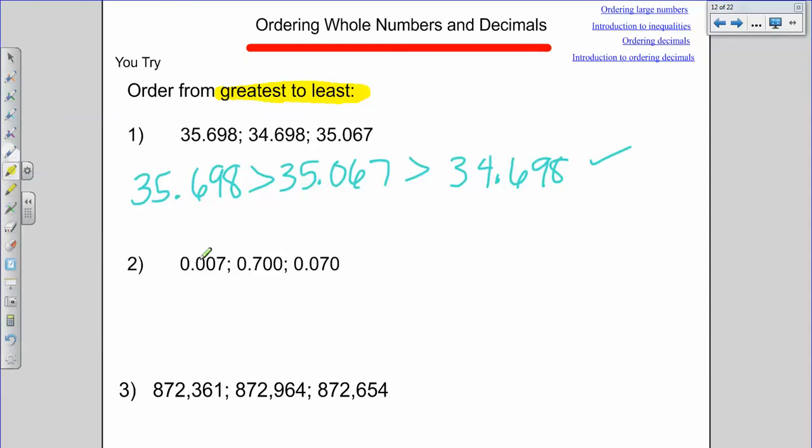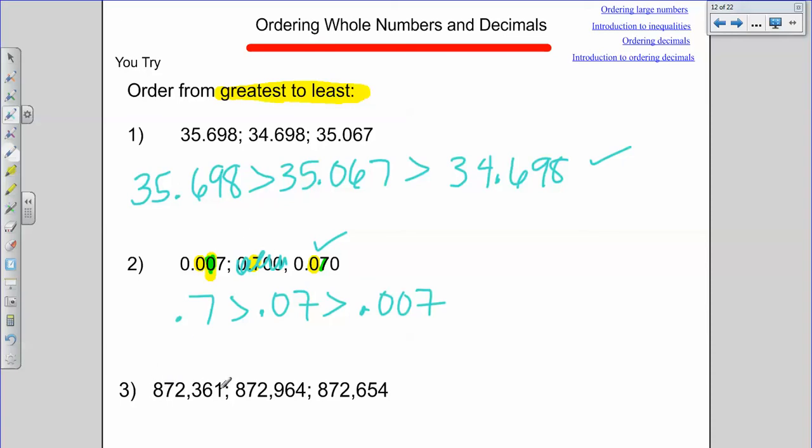Number 2, greatest to least. My biggest number is going to be 7 tenths, which is greater than the others, so we can get rid of him. And in my hundredths place value, I've got a 0 and a 7. So the next greatest number is going to be 7 hundredths, and then 7 thousandths is my smallest number.